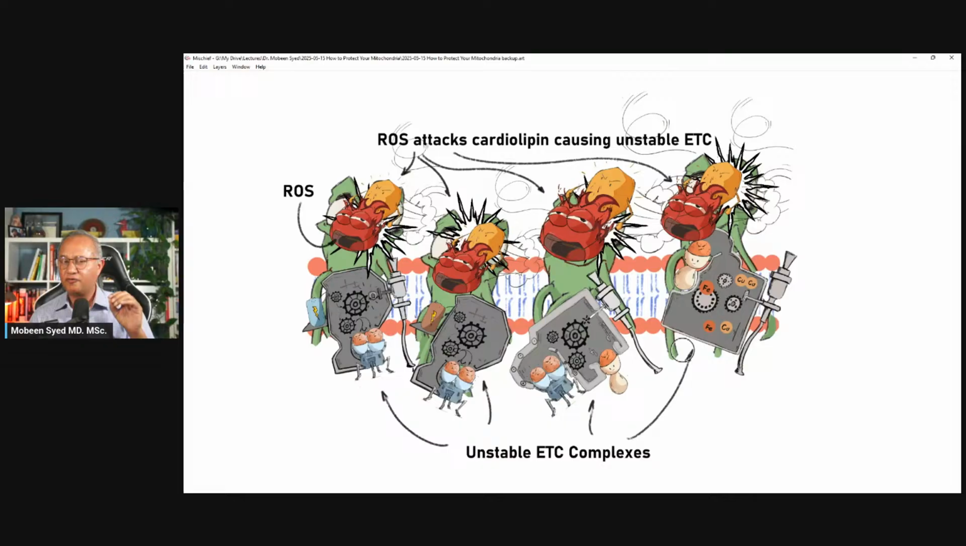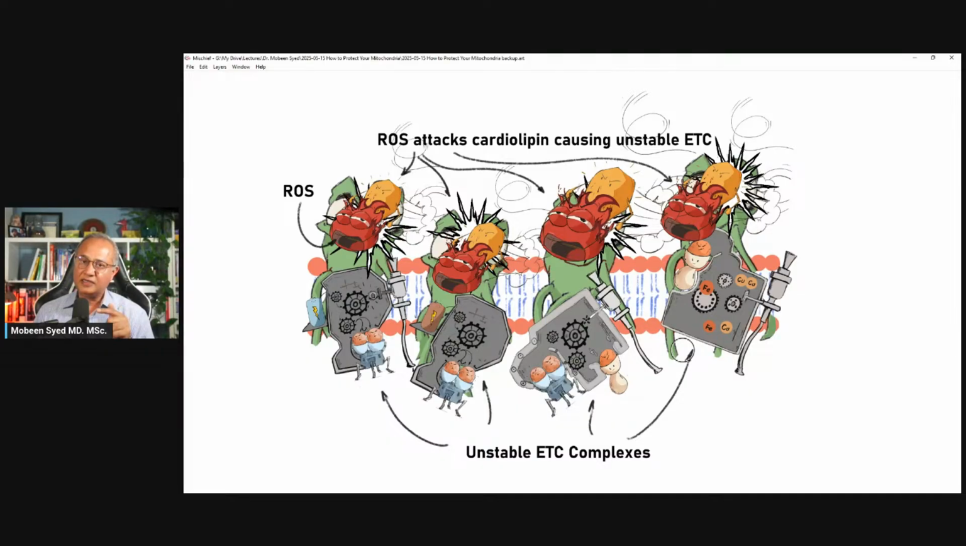Now, there is another very delicate point, and if you would just remember one thing from this whole lecture, remember this. When a reactive oxygen species attacks a protein, the reactive oxygen species becomes neutral and the protein is damaged, and that protein may become repaired or recycled.